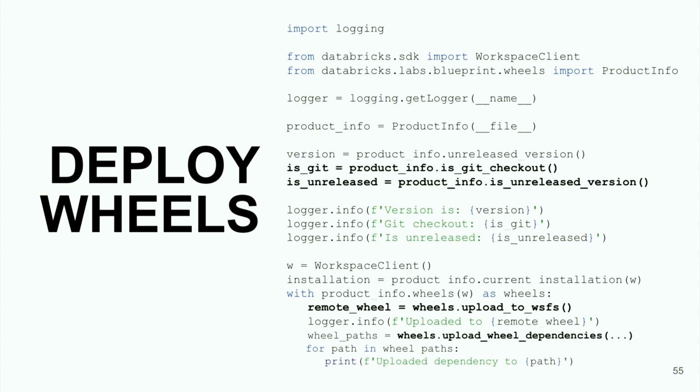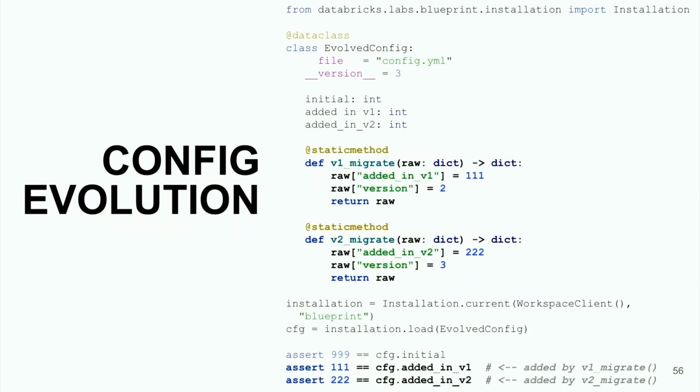So if you need to test unreleased versions of wheels without putting stuff into your private PyPI registry, yes, this is the way to go. The other utility is about configuration evolution.